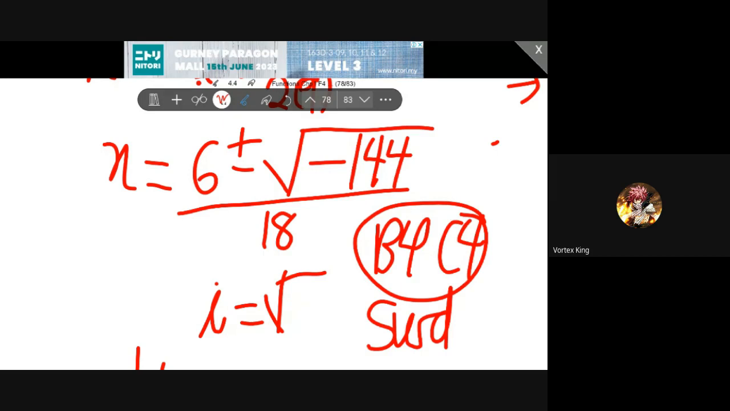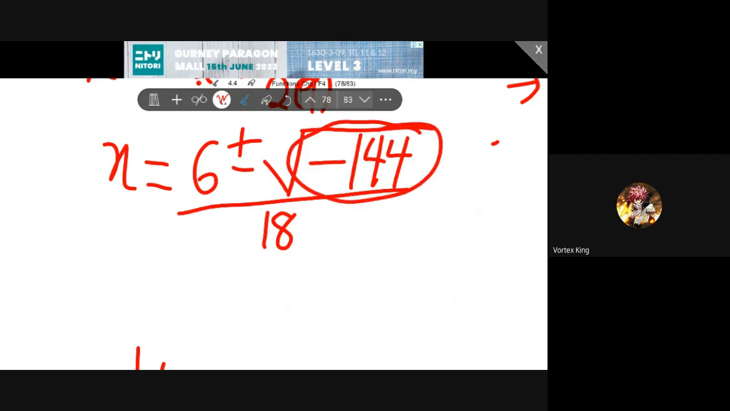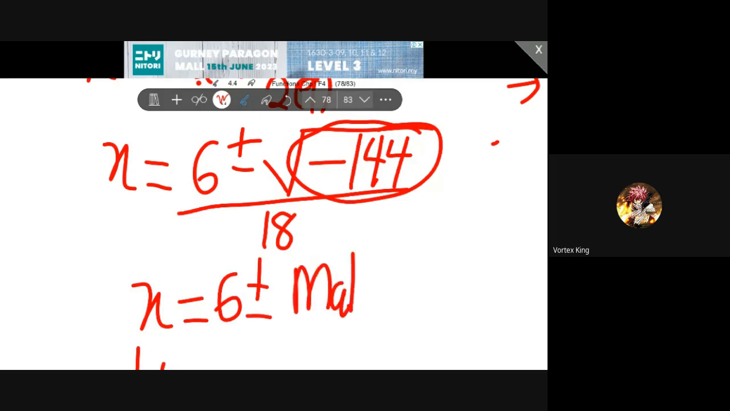Sekarang kamu kena tahu. Sebab, right, you don't know, you cannot solve this now. Kamu tak boleh selesaikan ni sebab keluar maths error. You're not going to write like this, right? Kamu tak akan tulis macam ni dalam exam kamu. Anyone want to write like this? 6 plus minus maths error. Siapa berani buat ni tak dalam kertas exam? Cikgu bagi penampak terus.